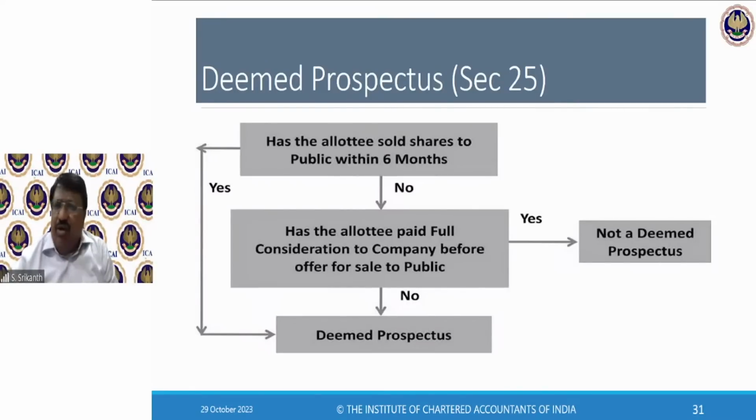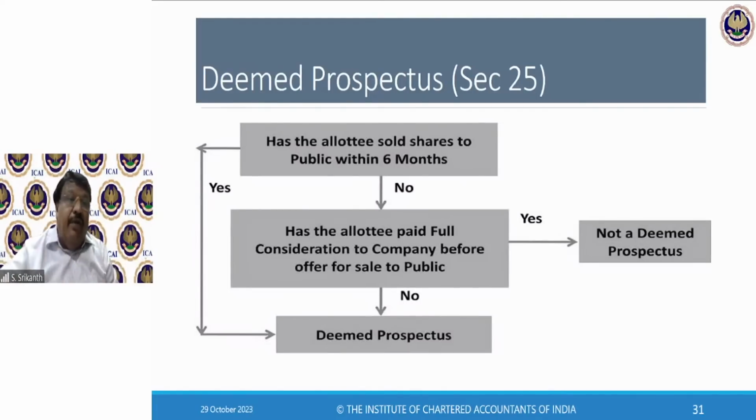Easily you can find out the date of the offer. Is it within 6 months of allotment or agreement to allot? Yes. Then straight away it is a deemed prospectus. That's all. No. If it is made beyond 6 months, then you have to ask another question.